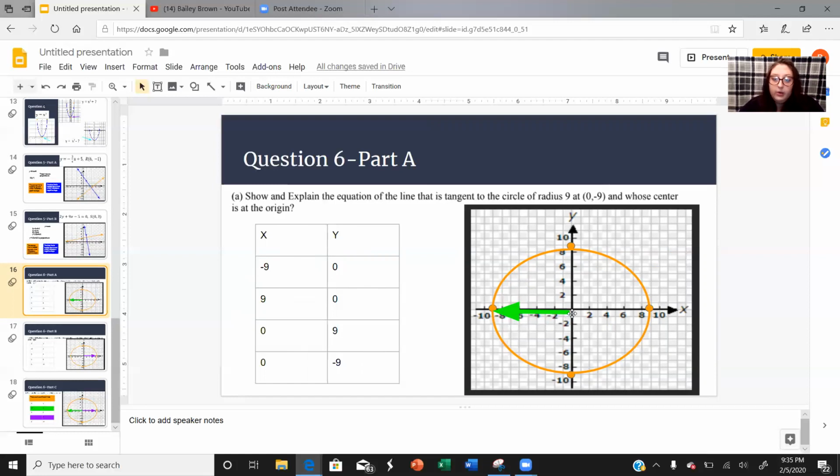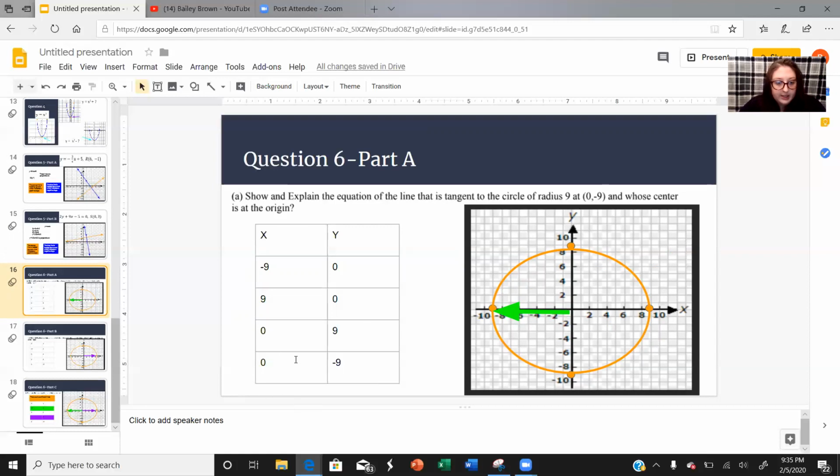And then we're going to go over 9 for this 9, 0. We're going to go over 9, and we're not going to go up or down at all. So that's going to be the next point. Next, we're not going to go left or right because the x is a 0, and the y is a 9. So that means we're going to go up 9 and put our next dot.